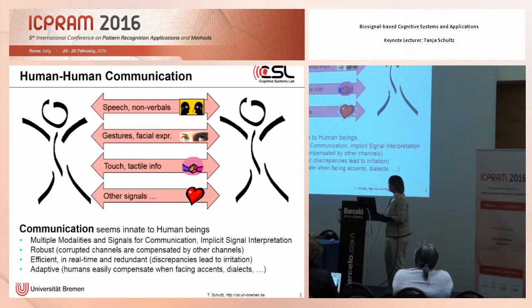And what's really obvious is that whenever we have the chance, we would use multiple modalities and signals for communication, which makes it way more robust. So that means if one channel is corrupted or breaks down, we can rely on another one. One example is, if you're in a very noisy restaurant or disco and you cannot really hear what the person is saying, we rely more on lip reading in order to follow what the person tells us.